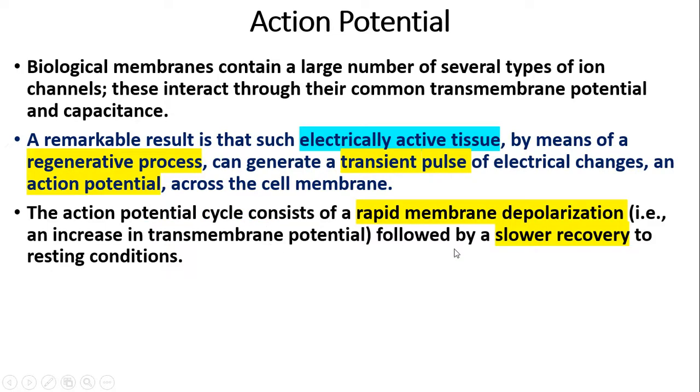The action potential cycle consists of rapid membrane depolarization, which means that a positive potential is generated, or a rising potential, or there is an increase in the transmembrane potential. Normally at rest, as we said before, the potential is negative. Then because of this action potential, for a very short period of time, the negative potential becomes positive, followed by slower recovery. So you cannot stay in that particular state for a long period of time. It has to come back by a natural phenomenon.